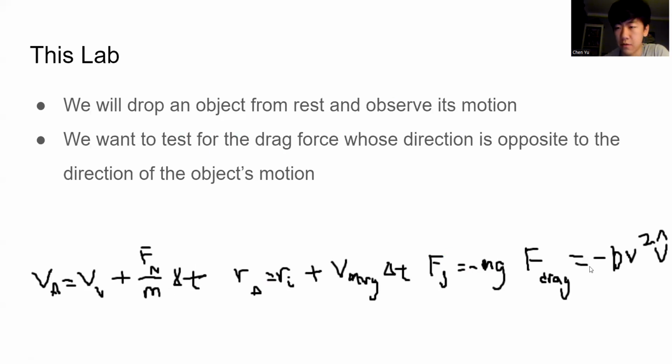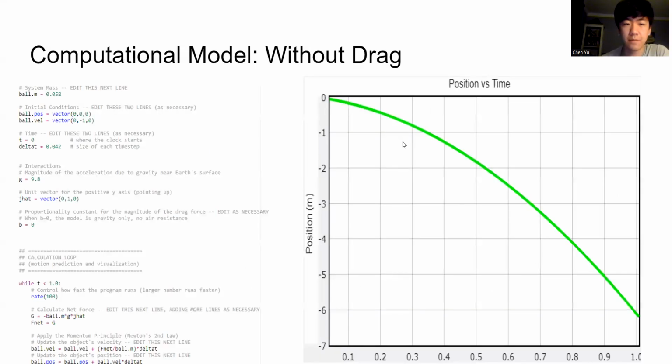Here are some formulas of interest. We have the velocity update formula, position update formula, force of gravity, and drag force. So in this lab, we have three models. One from Tracker, one computational model with drag, and one without drag. Here is the computational model without drag.